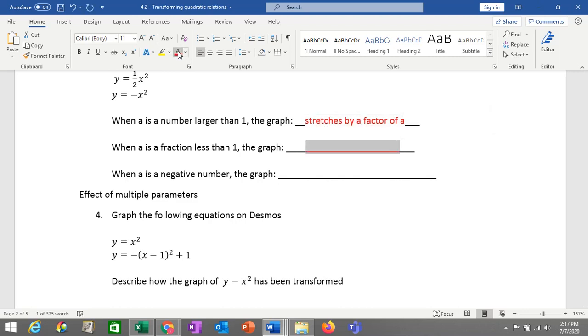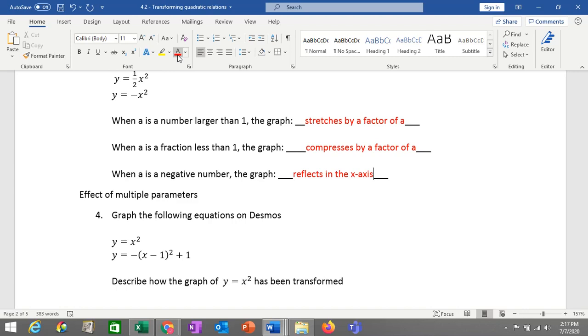Okay, what if you have a fraction that's less than 1? Then the graph compresses by a factor of a. Okay, so again, that's going to be a fraction. So if it's half, we would say that the graph has been compressed by a factor of half. Okay, and when a is a negative number, the graph reflects in the x-axis.